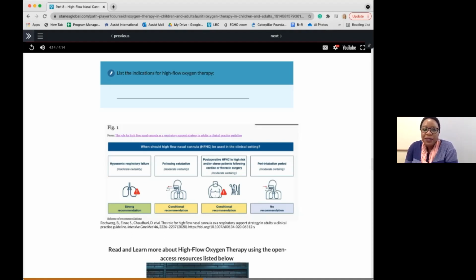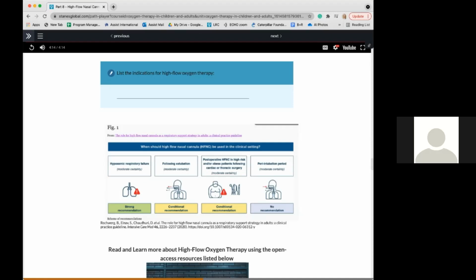Next, the F stands for the functional residual capacity. So what the high flow nasal catheter, the HFNC, does is that it increases the functional residual capacity. And we all know that the FRC, the functional residual capacity, is the oxygen tank or the oxygen reservoir that we have in our body. Remember, our lungs sort of work as a tank.